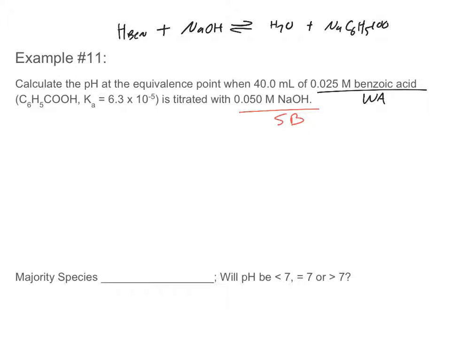Now, the first thing we need to figure out is how many moles of base are actually there. And so here's how I'm going to calculate that. If I know the concentration of my weak acid, and I know how much of the weak acid I have, I can figure out the moles of weak acid present. So I'm going to take molarity is equal to moles over liters. We know the molarity is 0.025 molar, which will be equal to moles over, in this case, 0.0400 liters. So that will give me 0.001 moles of the benzoic acid.